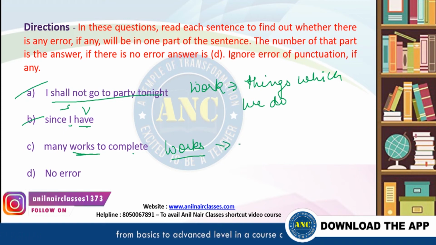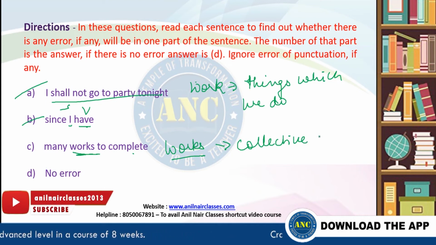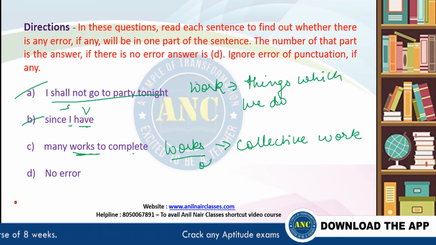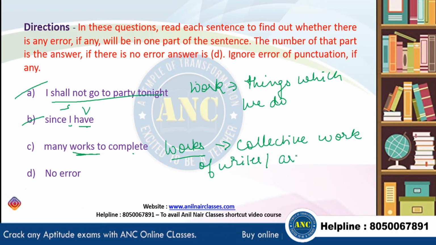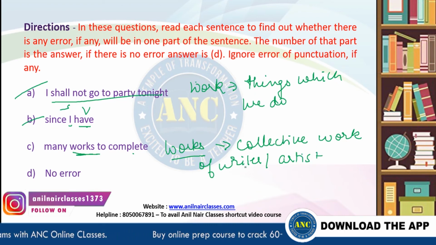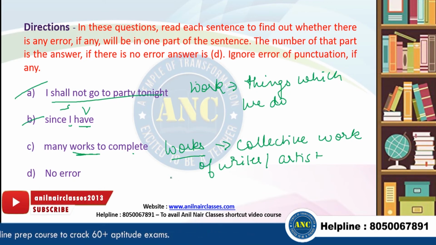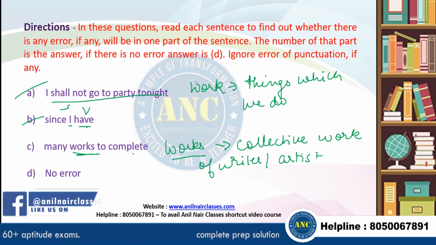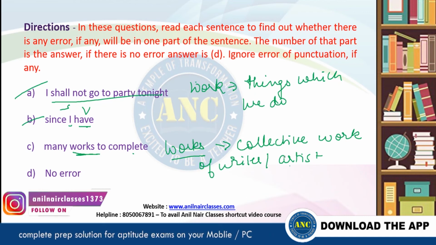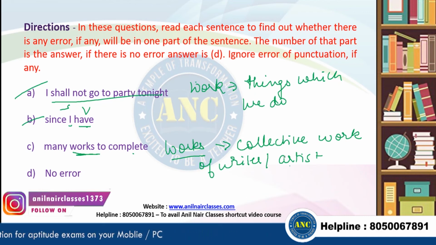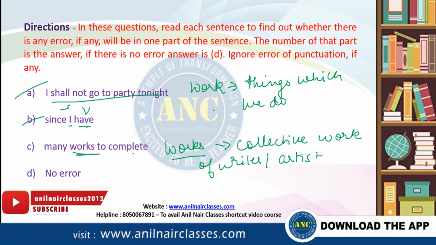It's a collective work of any writer or artist, etc. So suppose one writer has written some 10 books, the collection of those 10 books is called the works of that writer. Or an artist has made some 15-20 paintings. All those 20 paintings together are called the works of that particular artist. Right? So in singular, one meaning, in plural, a different meaning. There are a lot of such words. So that's why we have to discuss so much about the noun, singular, plural form.